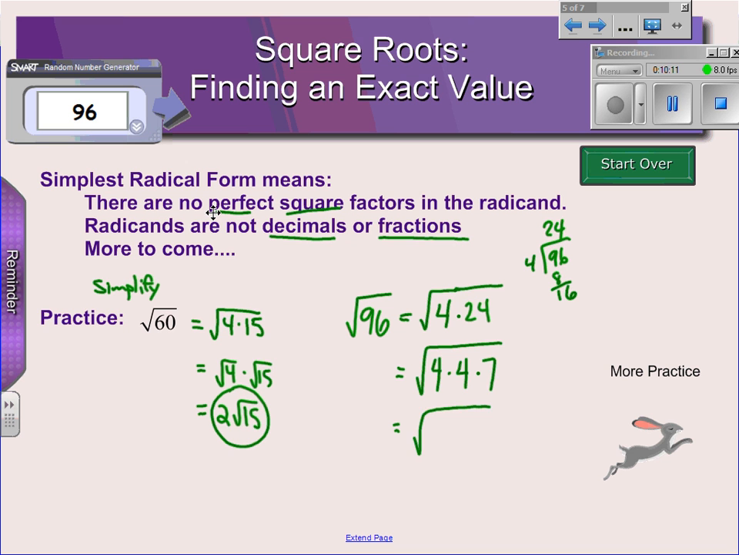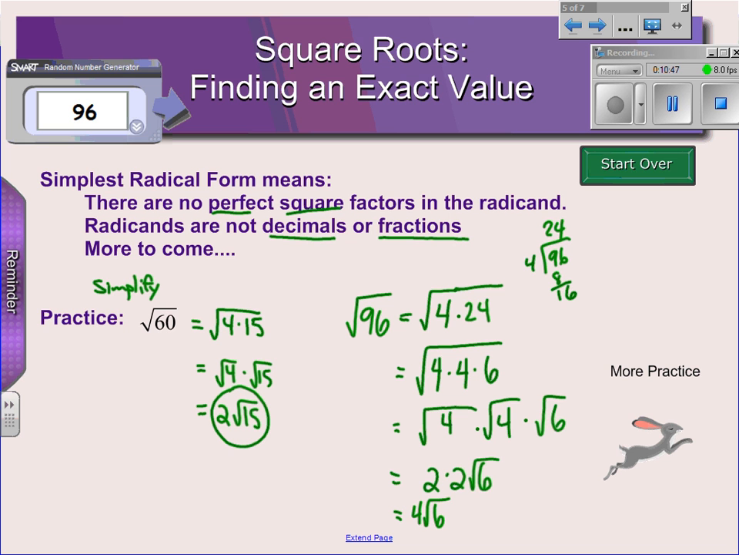And if I backtrack here, 24 can be further broken down into 4 times 6. Right, now it's making sense. So earlier, I should have realized that 16 was a factor of 96, but sometimes you don't. It's all right, though. So now I have square root of 4 times the square root of 4 times the square root of 6. So the square root of 4 is 2, square root of 4 is 2, and 6 is irrational. So I just leave it. This breaks down into 4 times the square root of 6.